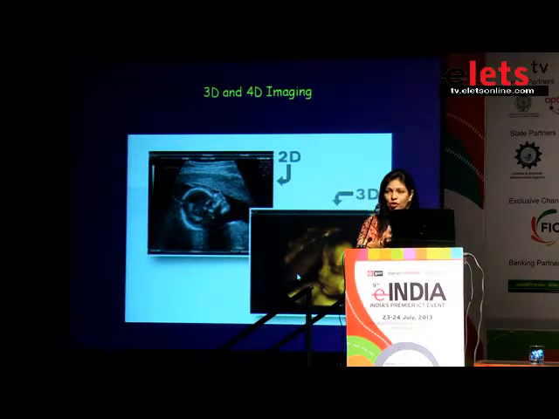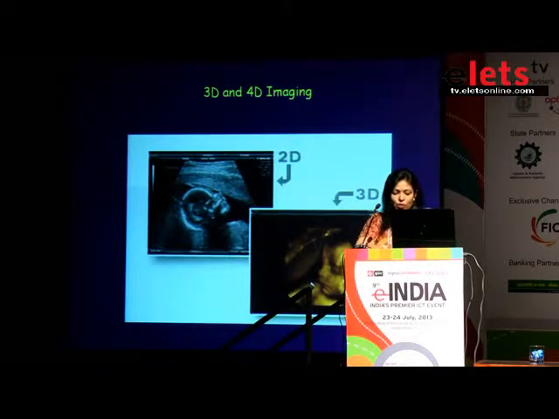3D imaging, 4D imaging, extensively used in obstetrics. It has a lot of other applications also, but it has become more popular and famous in obstetric imaging. So you have this 2D image wherein you can see only two dimensions, but the moment you switch on your 3D and use your special volumetric probes, these probes bombard the tissue with ultrasound from various directions, capture the returning echoes from various directions, and finally give you a three-dimensional image like this.